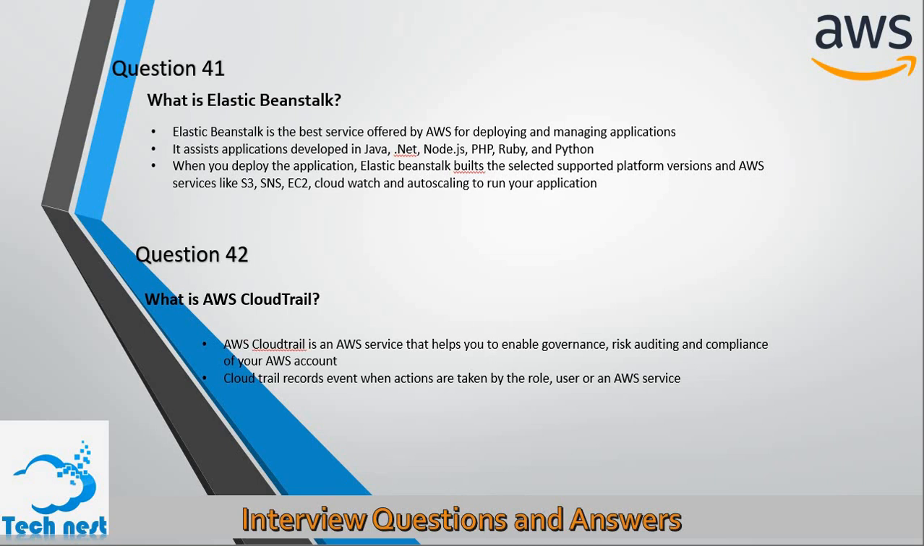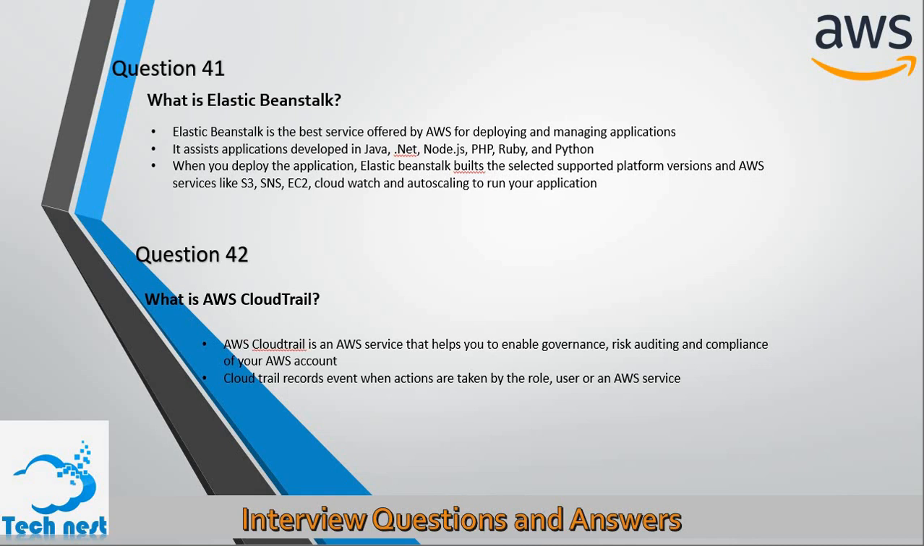What is Elastic Beanstalk? Elastic Beanstalk is a best service offered by AWS for deploying and managing applications. It supports applications developed in Java, .NET, PHP, Ruby, and Python. When you deploy the application, Elastic Beanstalk builds the selected supported platform versions and AWS services like S3, SNS, EC2, CloudWatch, and autoscaling to run your application.